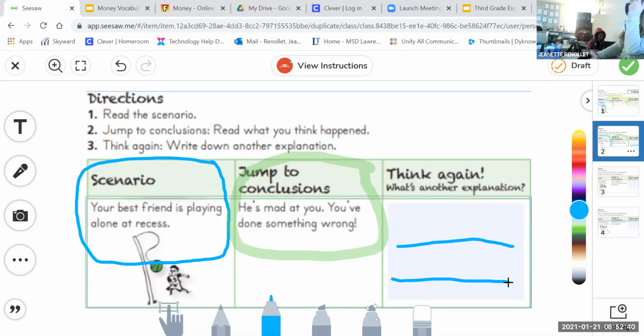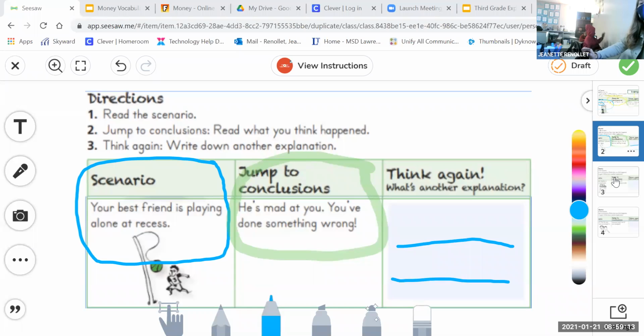I want you to think with your partner. What else could be going on? We might feel that our friend is mad at us. We might feel that we did something wrong. That doesn't make it true. You can say, wait, stop, I need to think. Okay, so we're going to work with a partner and you're going to type in another explanation. You have 1 minute to do slide number 2. I'm going to put friends back in breakout rooms.